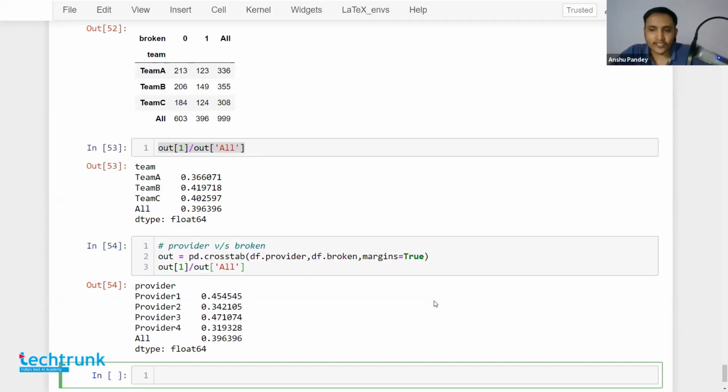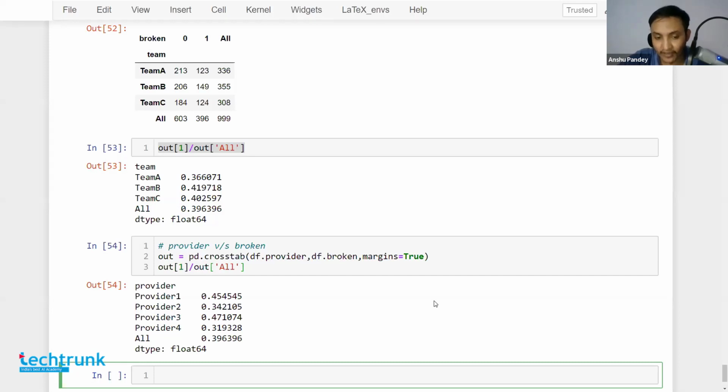So here we have the percentage of machines which are damaged and were produced or sold by provider 1, provider 2, provider 3, provider 4. As you know, the overall damage rate is 39%, almost 40%. But 45% of machines provided by provider 1 are damaged. 34% of machines provided by provider 2 are damaged. 47% of machines provided by provider 3 are damaged. And 31.9, which is about 32%, of machines provided by provider 4 are damaged. Right, so this is the percentage of machines which are damaged, by different providers.